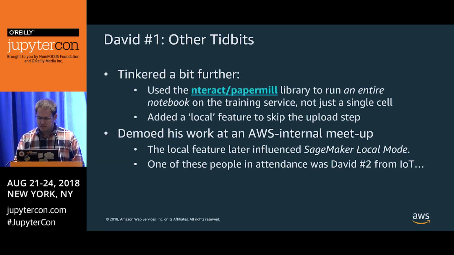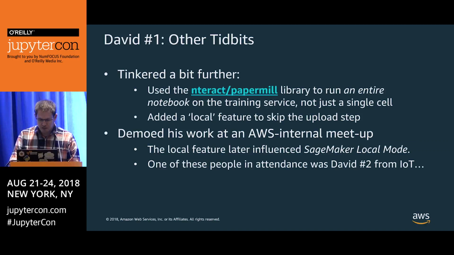And the second thing he did is he added a flag to his magics to bypass this upload step. What that meant is that sometimes during an iteration, the actual expensive part was building the container and uploading it to Amazon ECR, so he added a little flag to say, just run the container locally for now. That's all I really want to do.